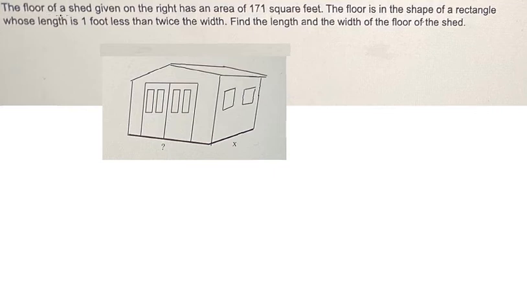The floor of a shape given on the right has an area of 171 square feet. The floor is in the shape of a rectangle whose length is 1 foot less than twice the width. Find the length and the width. So now I will show you how to answer.